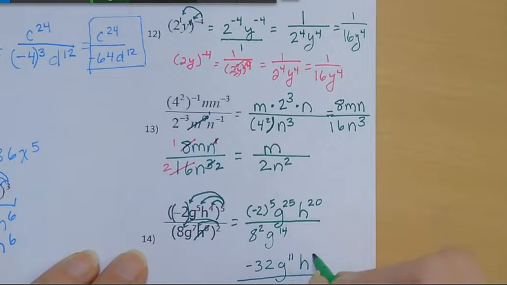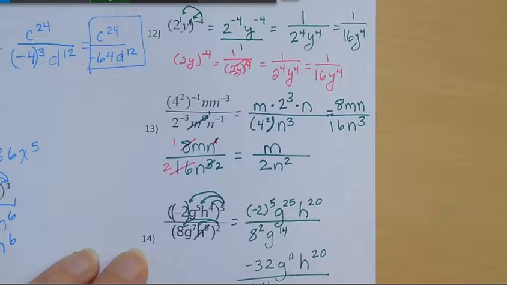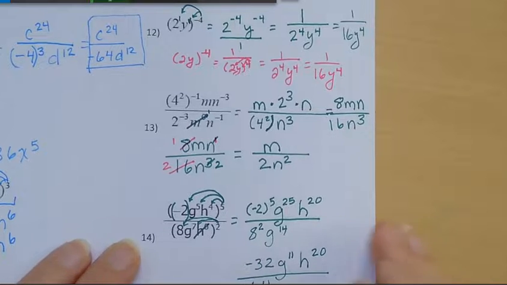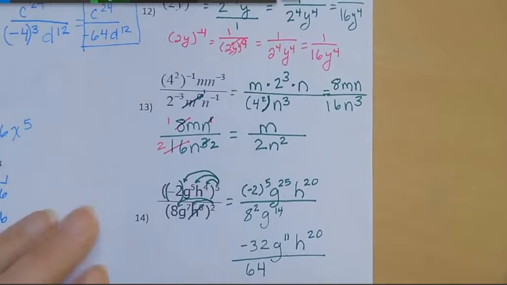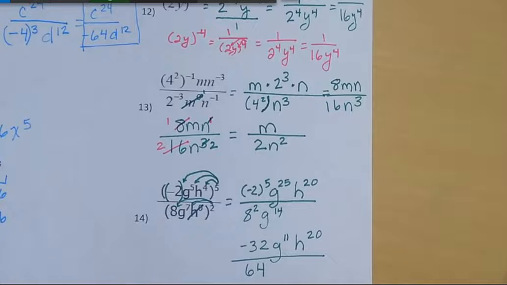H to the 20th doesn't get to change. In my denominator, I still have 8 squared. 8 squared is 64. So, oops, you can't see that. One second. So I still need to simplify, and so I'm going to continue on.